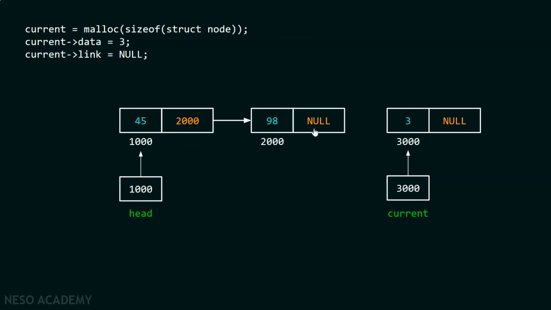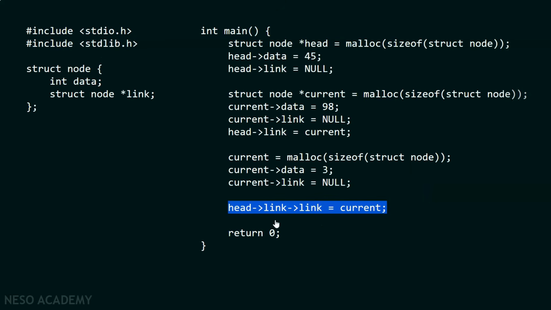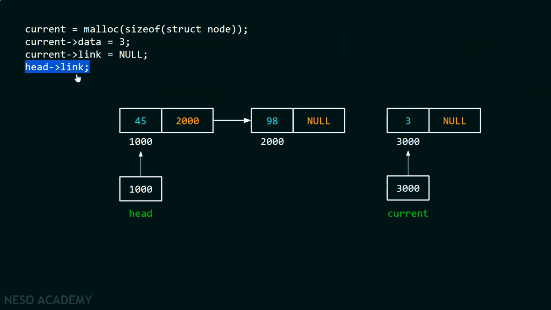Now the next job is to update the link part of the second node of the list. In order to update this part, we just need to add this line: head link equals to current. Now understand this carefully. Head link gives the address 2000. Now if I use head link, it will give me the link part of the second node. So I can access the link part of the second node using this head pointer. Now I just update this link part of the second node using this current pointer. I will simply assign current to it. So it will get updated by 3000 address. Now this link part contains the address 3000. And now this node is pointing to the third node of the list.